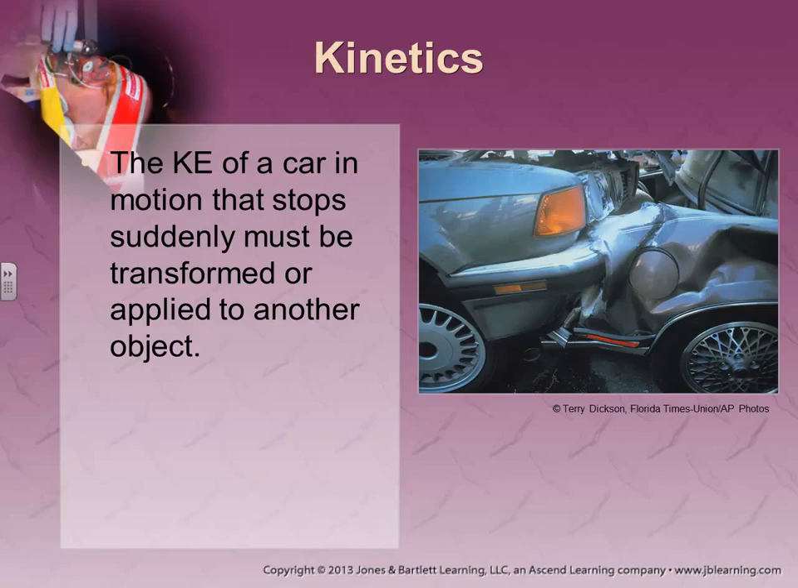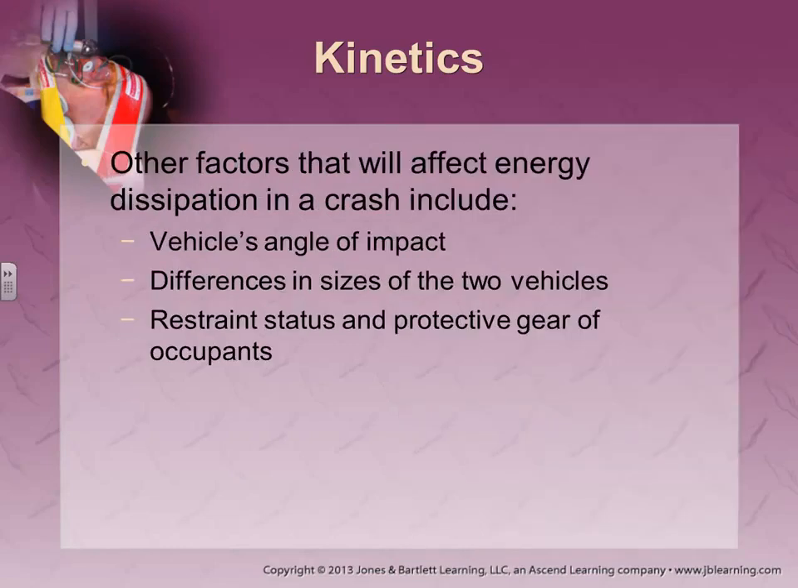So the kinetic energy of a car in motion that stops suddenly must be transformed or applied to another object. That's getting us a little bit ahead, but is energy created? No. Can energy be destroyed? No. Energy is stored and released. The angle, the difference in sizes of the two vehicles, and the restraint status are going to affect the dissipation too. So basically, the bottom line is that injury is caused by energy dissipation, right?